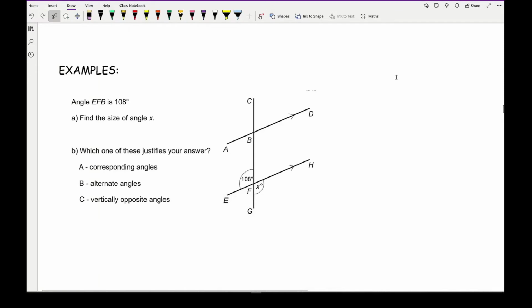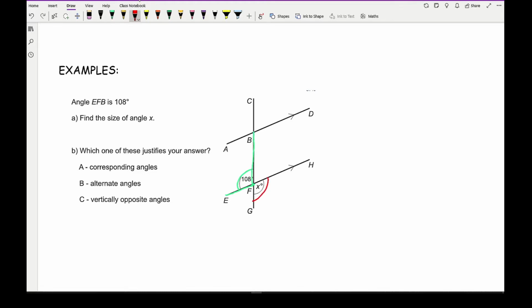So let's have a look at some example questions. In this first question it says that angle EFB is 108. So let's mark what angle EFB actually is. It's starting at point E, then going to F, and then going to B. And it's this angle here which has been marked as 108. And the question is asking us to find what angle X is. So angle X is this angle here.